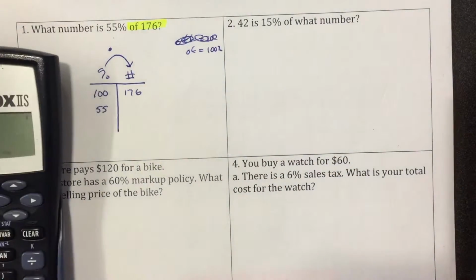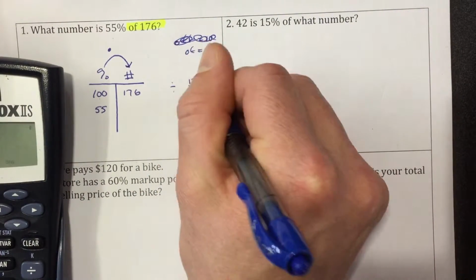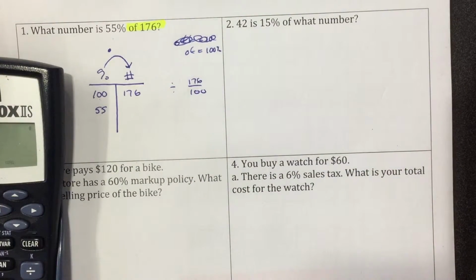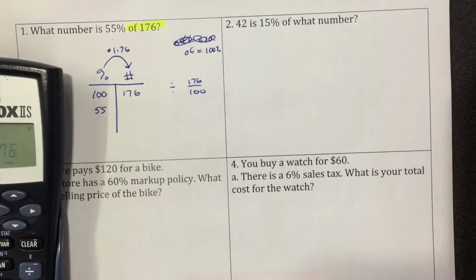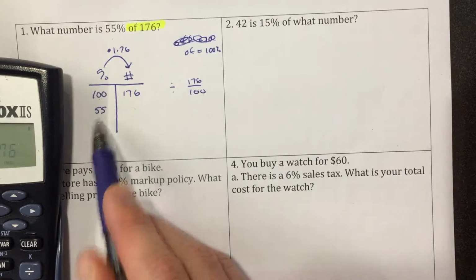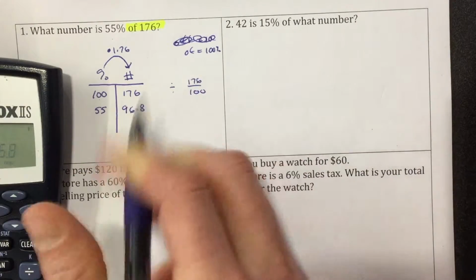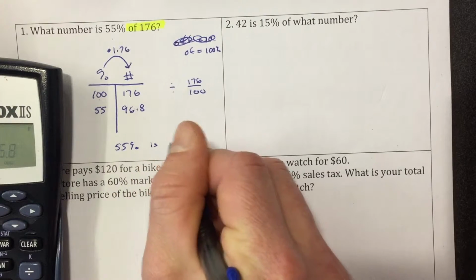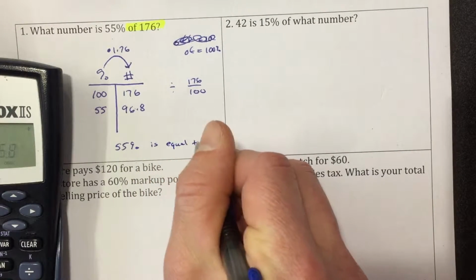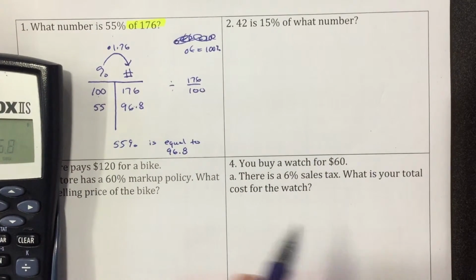So divide 176 by 100. And you get 1.76. So now you can use that in order to jump from here to here. So let's multiply that number times 55. And I get 96.8. So 55% is equal to 96.8. All right, let's move on to the next one.